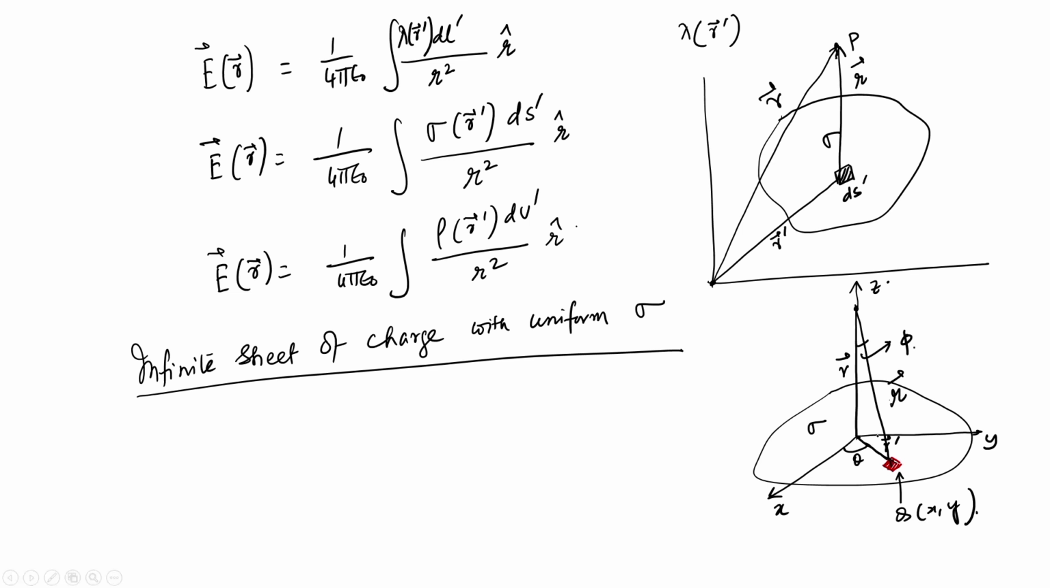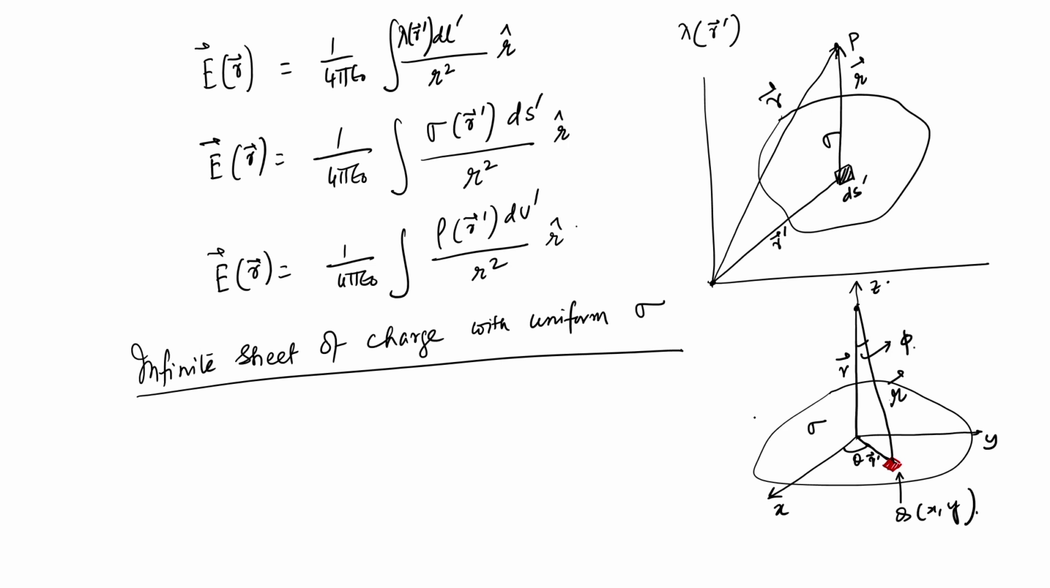If it is not clear, this is r prime and so on. Okay. So, this is a picture, and this is a schematic diagram of an infinite sheet. So, this looks finite, but it is actually infinite. So, you can sort of make that distinction. And we want to calculate what is the electric field at this point due to this infinite charge distribution. So, this has cylindrical symmetry.